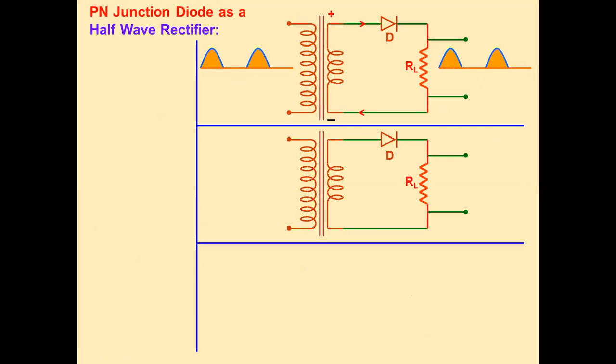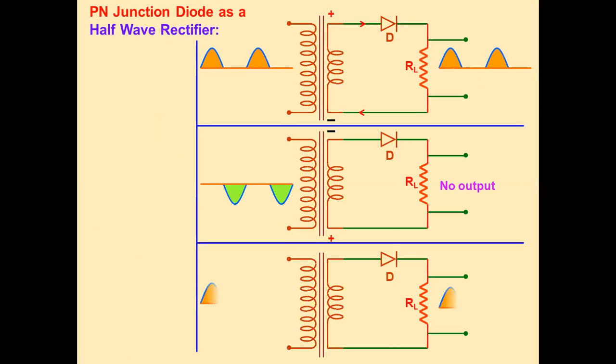One is known as half wave rectifier, and second one is known as full wave rectifier. In case of half wave rectifier, one transformer is there. This is a step down transformer, and this step down transformer is connected to a single PN junction diode in forward biasing, and this is the load resistance to measure the output voltage.